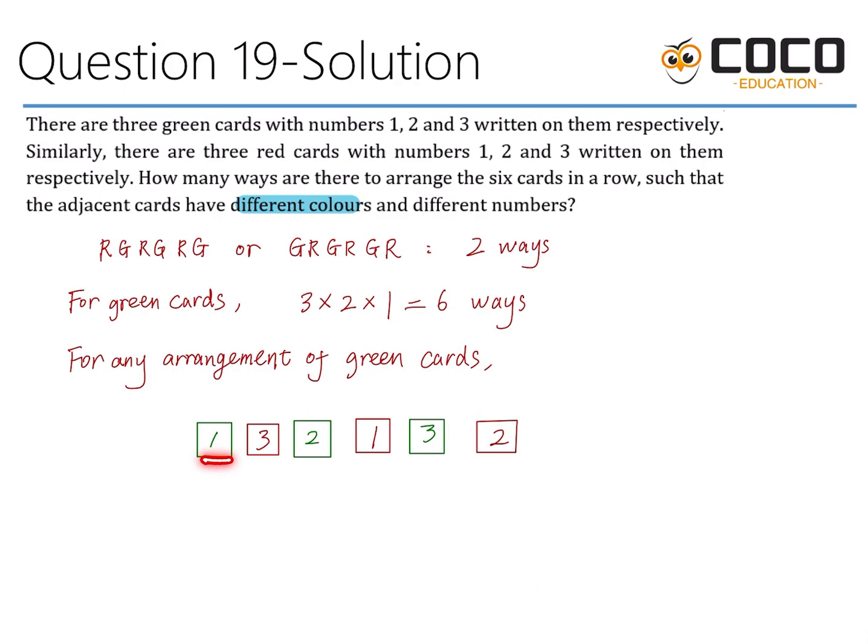You can have a different green card arrangement. Then you also see the red card arrangement is unique. So for the red card, there's only one arrangement for each case. So this is one way. So altogether, this is 2 times 6 times 1. 12 different ways.